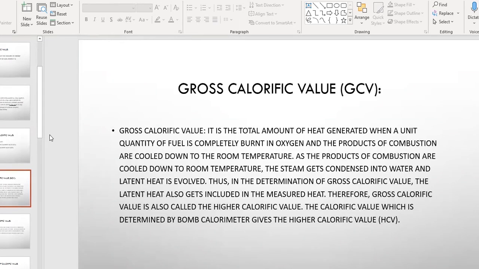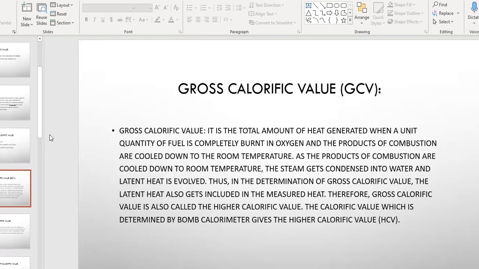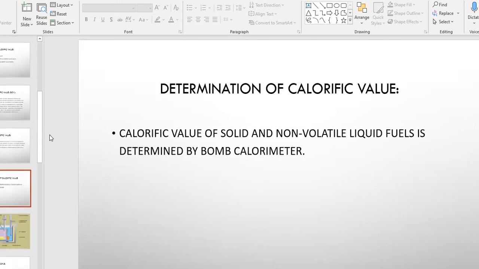Gross calorific value is the amount of heat generated when a unit quantity of fuel is completely burnt in oxygen and the products of combustion are cooled down to room temperature. Net calorific value is defined as the heat produced when a unit quantity of fuel is completely burnt and the products of combustion are not allowed to escape. We can see that in the gross calorific value, the products of combustion are cooled to room temperature.